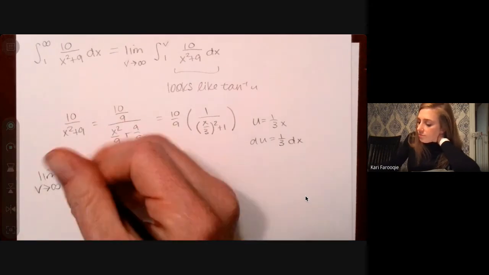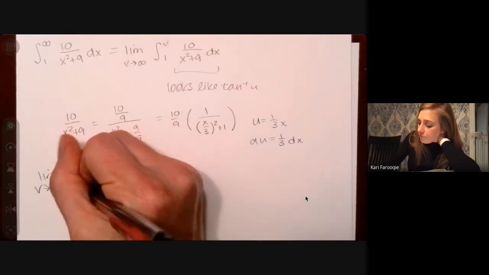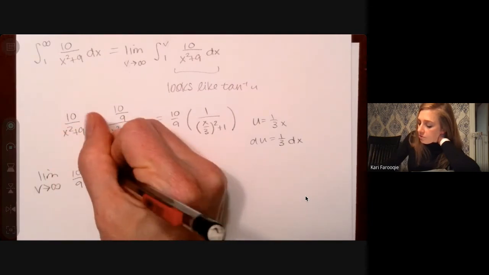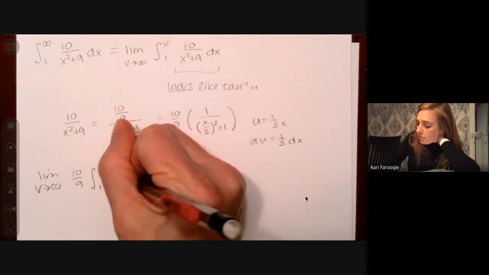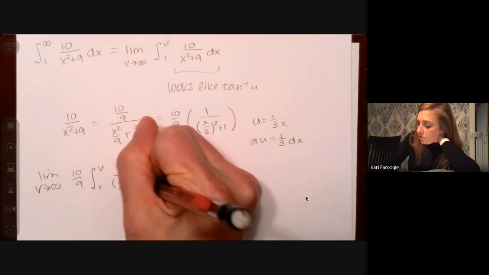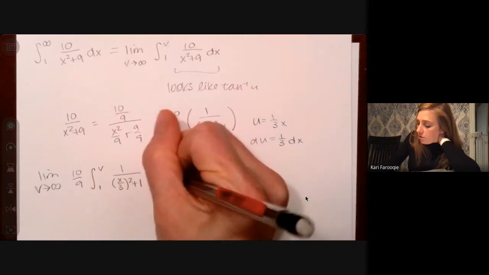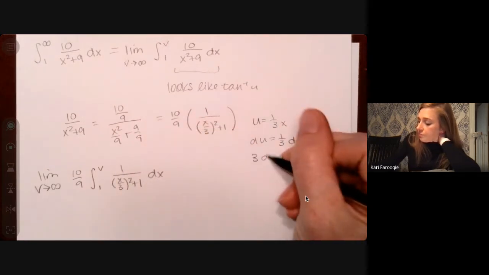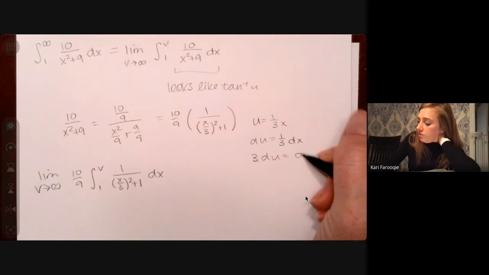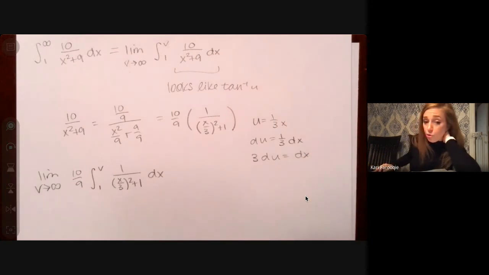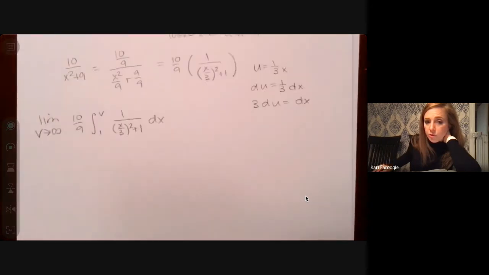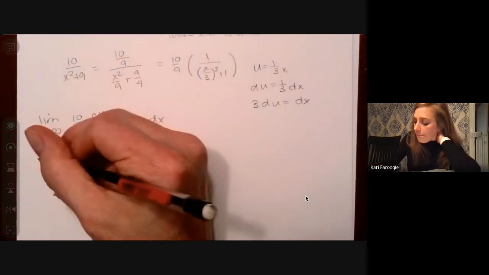I'm going to go 10/9 times the integral from 1 to v of 1 over (x over 3) squared plus 1 dx. 3 du equals dx. And then we'll make our substitution. We'll back substitute and work on this integral a little bit more.